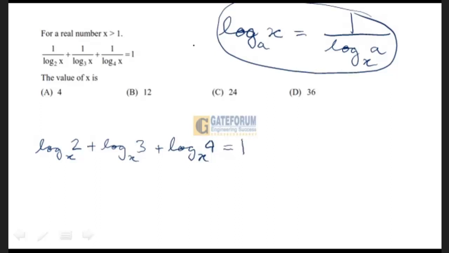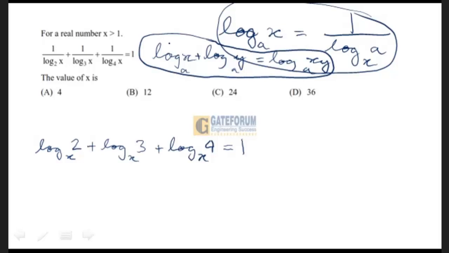Now we know that log of x plus log of y to any base, say suppose a, is equal to log of xy to the base a. This is also a very common relation. So because of that, we can say that log of 2 into 3 into 4, 2 into 3 is 6, 6 into 4 is 24. So log of 24 base x must be equal to 1.